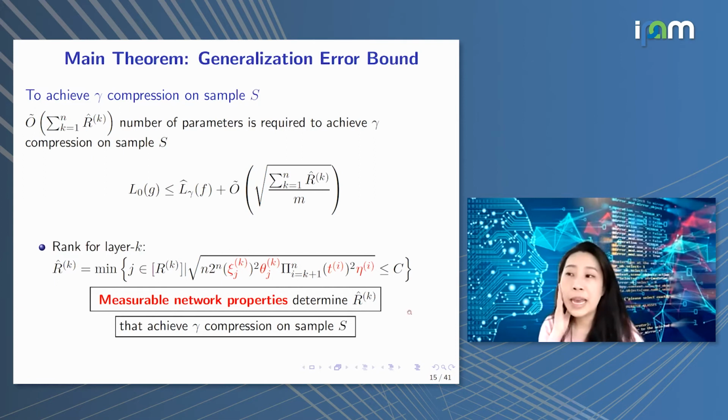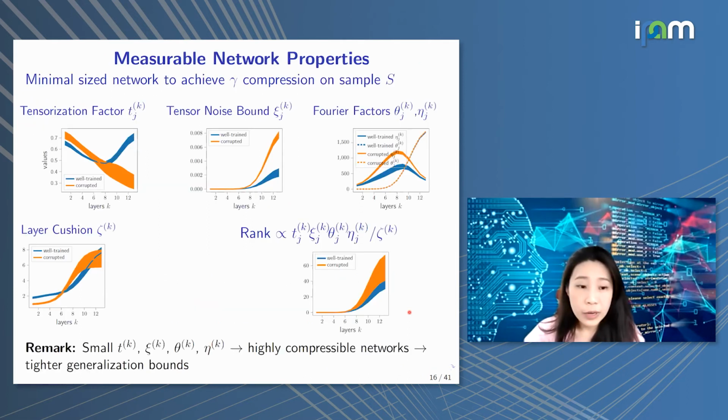Okay, we also have a main theory about the generalization error bound, which implies that we can get some measurable network properties that determine the rank we need for this generalization bound. Here you can see a visualization of these measurable properties. The remark is that we have defined these measurable properties for the network, and smaller values of these three basically mean that you have highly compressible networks.